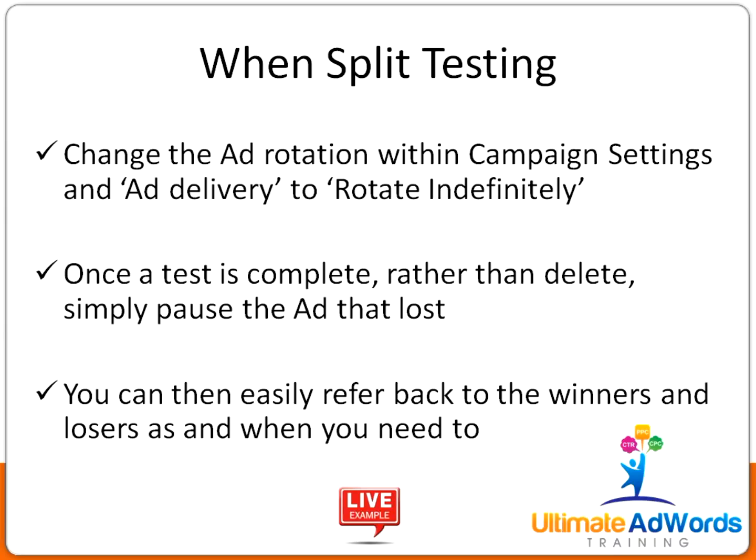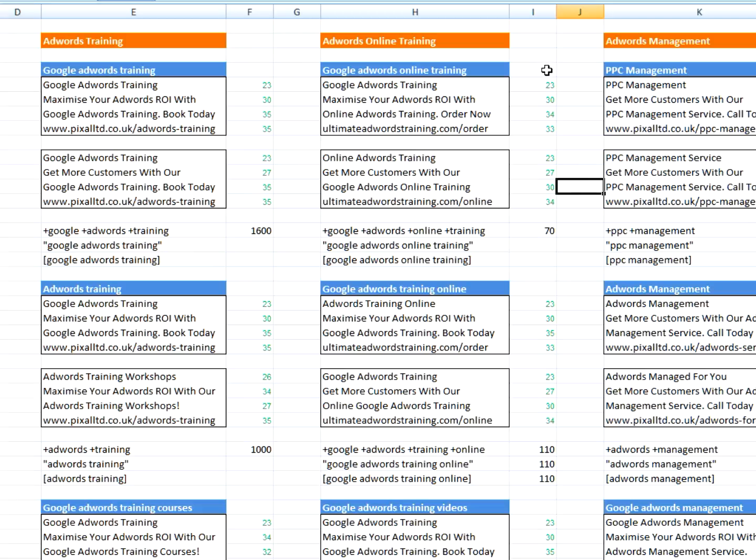Let's go over to our offline workbook now. Okay, so here we are in our offline Excel workbook. This should look familiar as this is how you set up your account initially. From the start, we've run 2 ads per ad group, and taking this one as an example, we're making changes to these ads to see which one performs best.